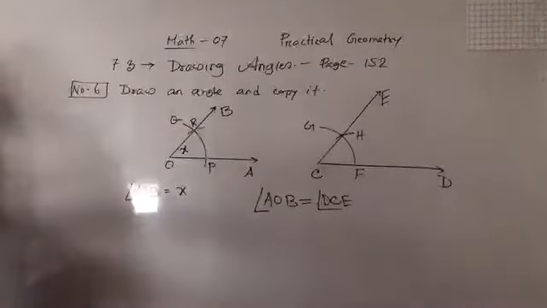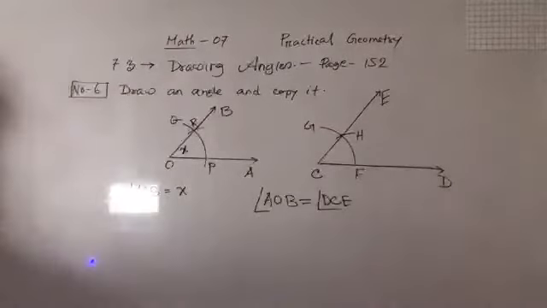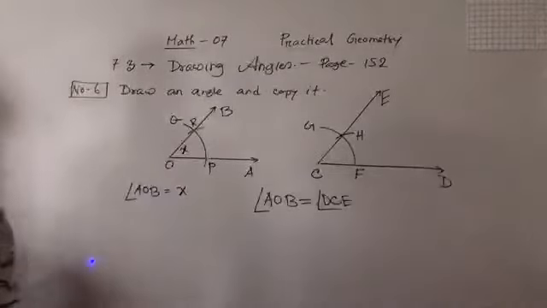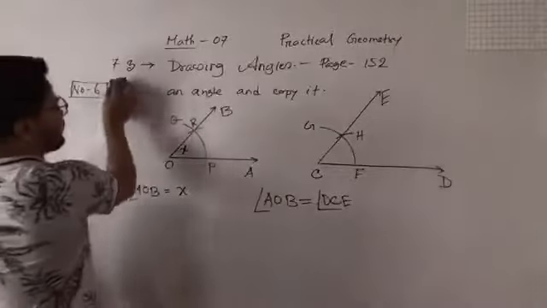Another question we will discuss here. Comment section number 7 is done, and now we will discuss comment section number 8: bisect of an angle.